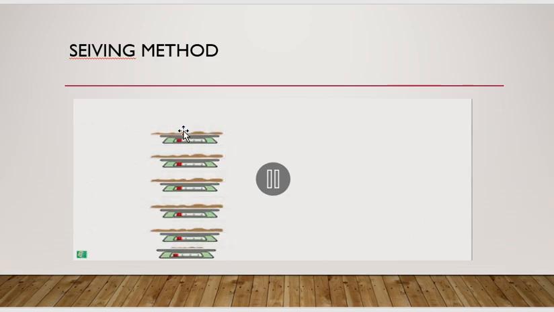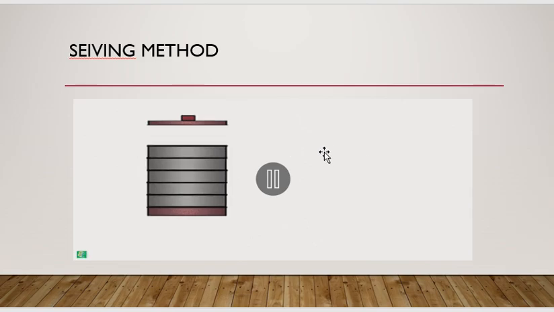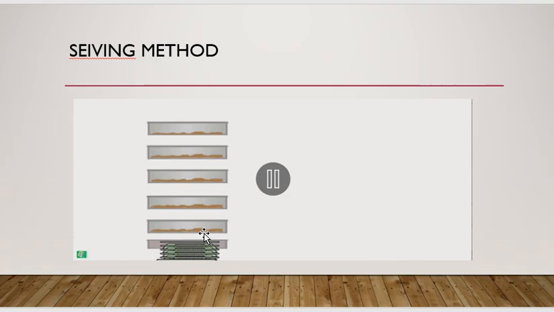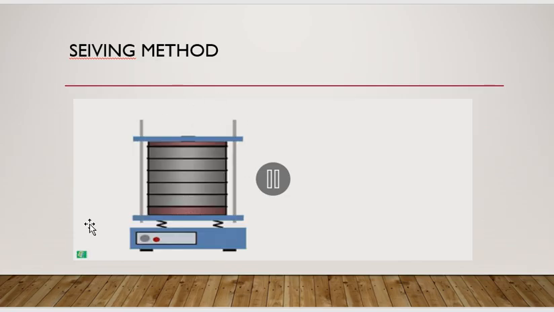In the first sieve, we put our material, and due to the vibration it causes the shaking of the sieves, which causes the separation of the particles into various particle sizes. So from here we can separate out the particles based on their size.